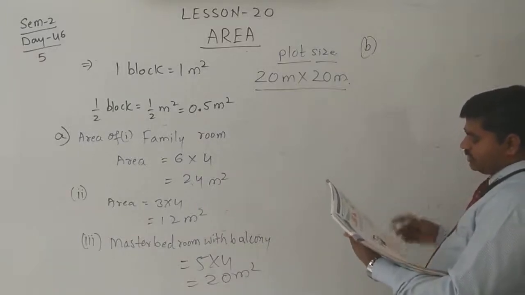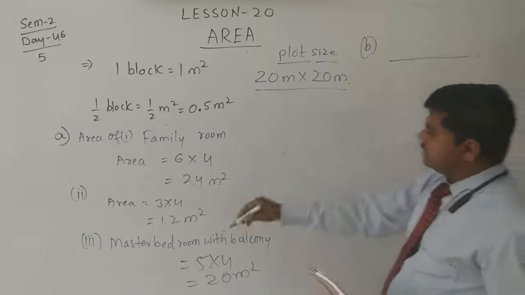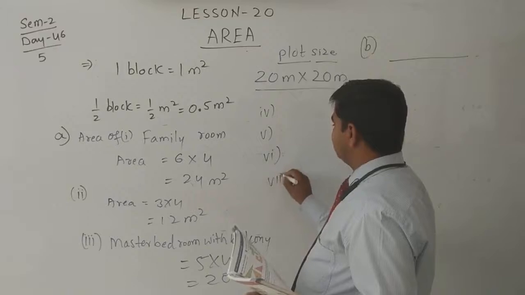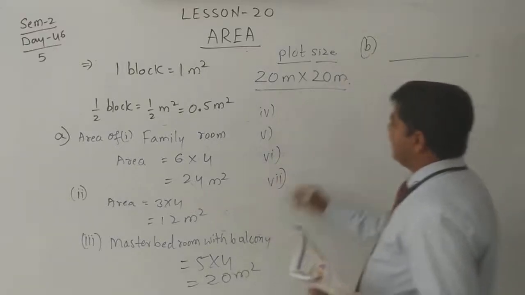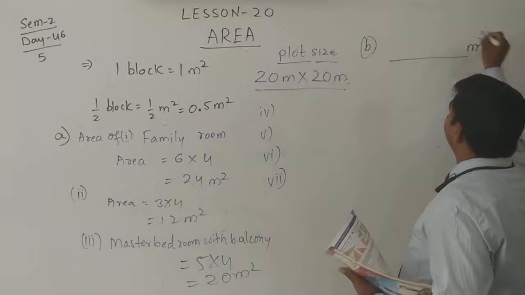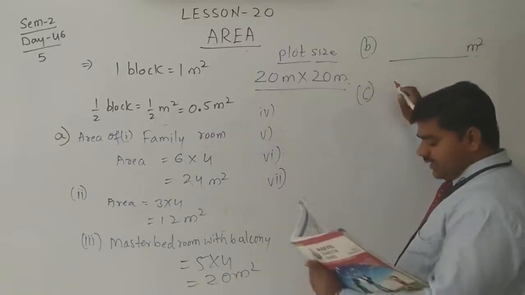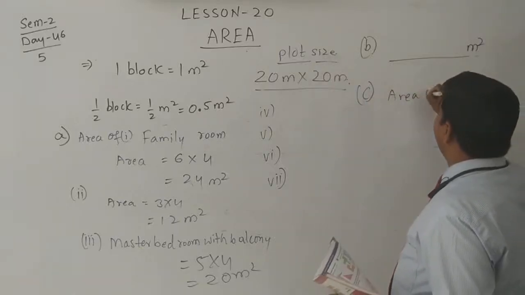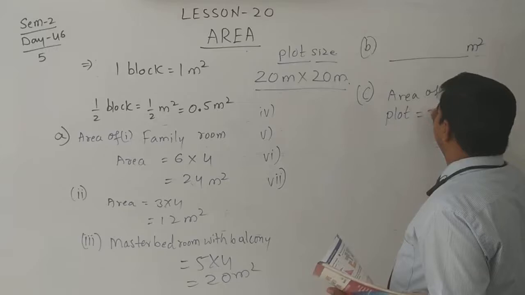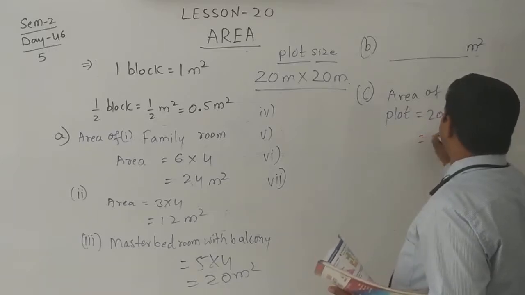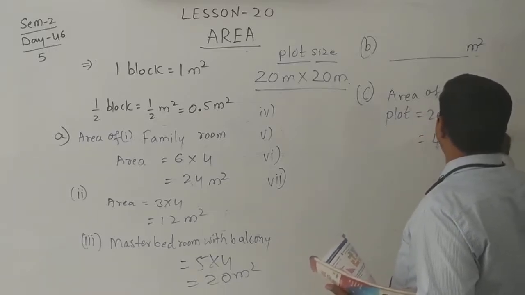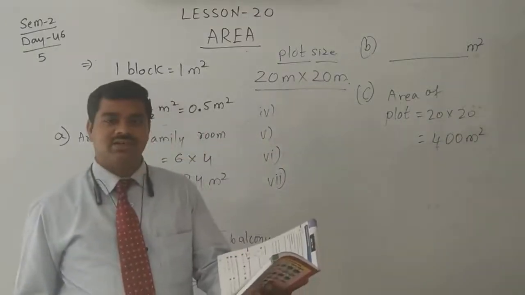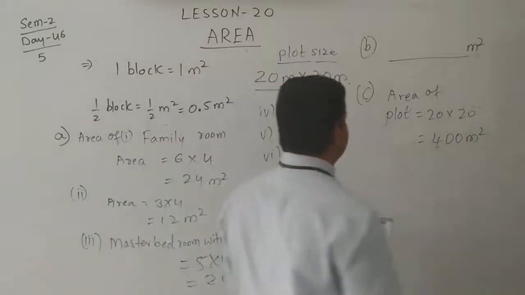Area of the plot. B, add all. The 3 I calculated, 4th, 5th, 6th and 7th. These areas you can add, then we get the B answer in meter square. And C is area of the plot. The plot size is 20 into 20. Area of plot is equal to 20 meter into 20 meter, that is 400 meter square. Very big it is. Yes or no? 400 meter square.